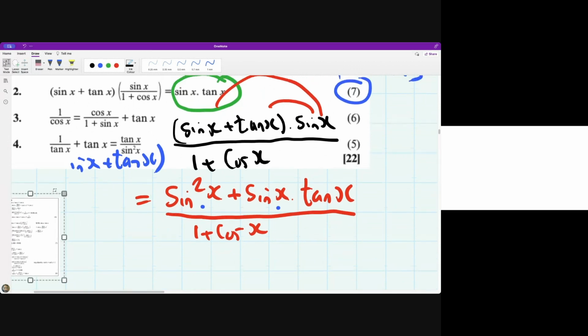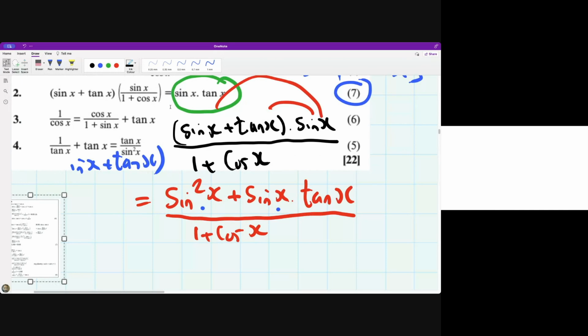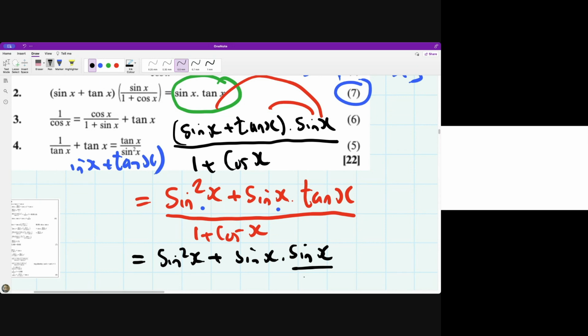So I haven't finished number 2. I still need to get to the green circle. So I agree. We're going to change. Callan was saying earlier on we should change the tan x. I'm feeling a bit tempted to change the tan x now to sine x over cos x. Is that helpful? Have I made a mistake? Let's have a look. Sine x, everything's good there. Sine x times tan x.